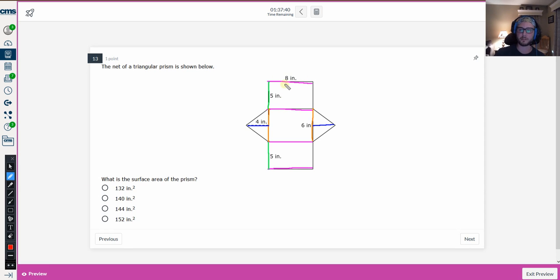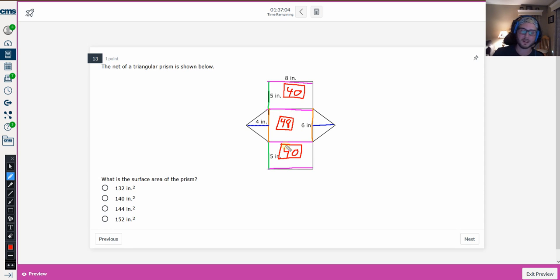For my rectangles, these are going to be 8 inches by 5 inches for two of them at least. So 8 times 5 gives me 40 for both this and this rectangle. Both of those rectangles are the same size. The middle rectangle is larger. The middle rectangle is going to be 6 times 8. So we have a base of 8 and a height of 6. That's going to give me an area of 48 for my middle rectangle.